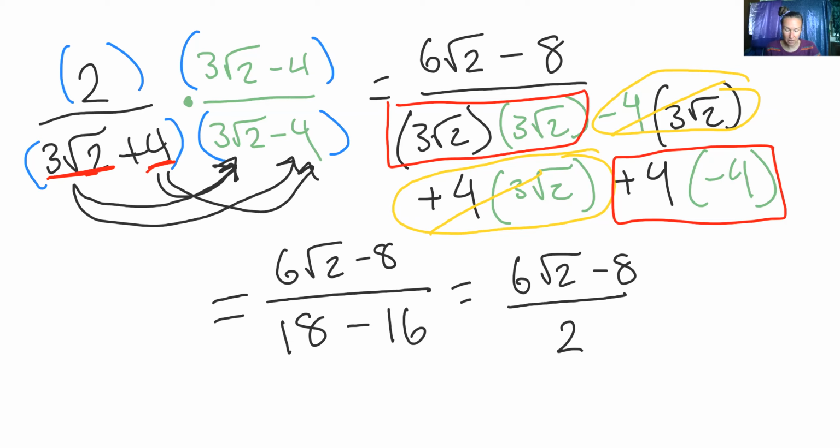And maybe let me slow down. Our first term comes from right here, 3 root 2 times 3 root 2. The 3 times 3 is 9. The root 2 times root 2 is just 2. So that's where we got that 18, okay?